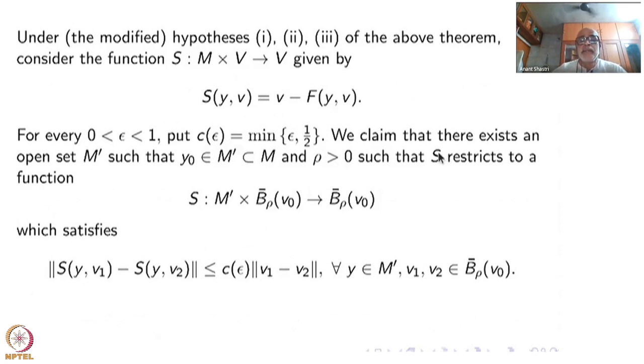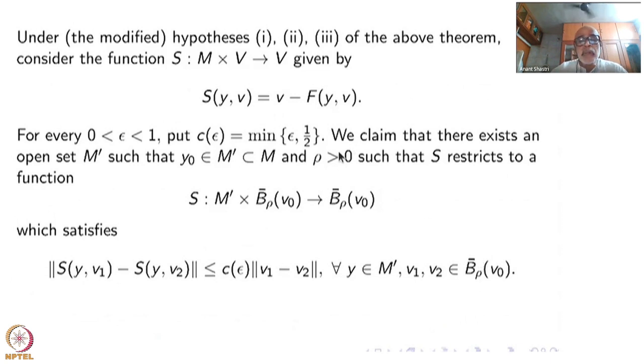We claim that there exists an open set M prime such that Y naught is inside M prime, contained inside M, and a positive rho such that S restricts to a function from M prime cross the closed ball, goes inside the closed ball, and satisfies this inequality. This is our first step.